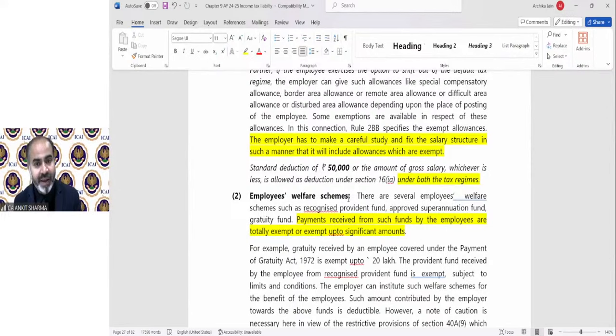So these are the provisions. If you read them, then you will connect them to the salary topic automatically and you will understand, okay, fine, that's why they are saying that you have received that much amount.